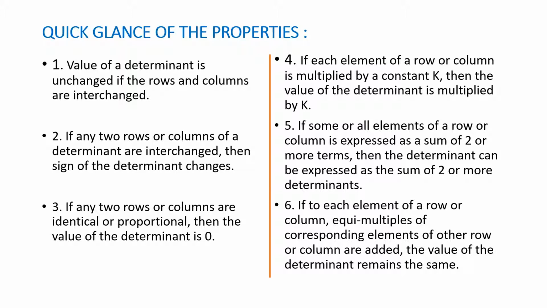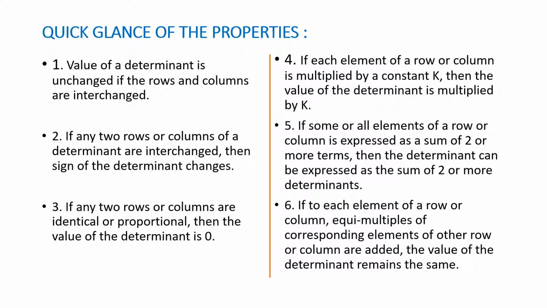Let us have a quick glance of the properties of determinants before we proceed to the example sums. First property, the value of a determinant is unchanged if you interchange the rows into columns and the columns to rows. That is, the value of a determinant and the value of the transposed determinant will be the same. Second one, if you interchange any two rows or any two columns, the sign of the value of the determinant will change. Third one, if any two rows or columns are identical or proportional, then the value of the determinant is equal to 0.